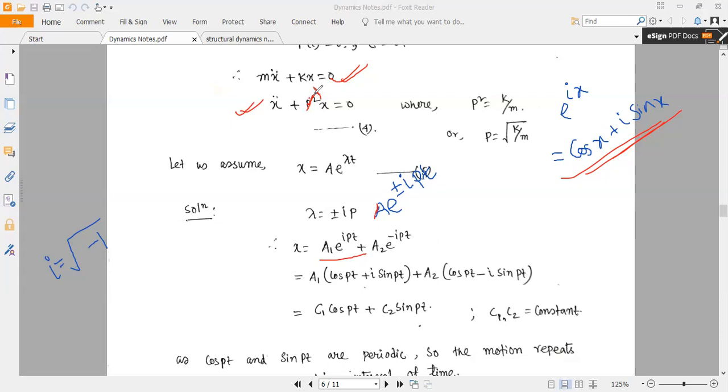Now in the third equation you write x double dot plus p square x, where p square is equal to k by m, and p is nothing but the square root of the stiffness by mass. So p is called rotational frequency.